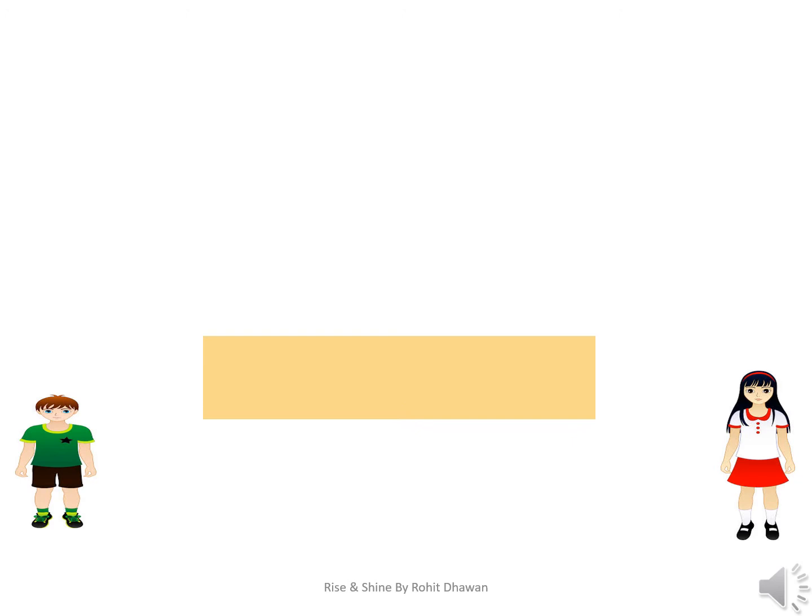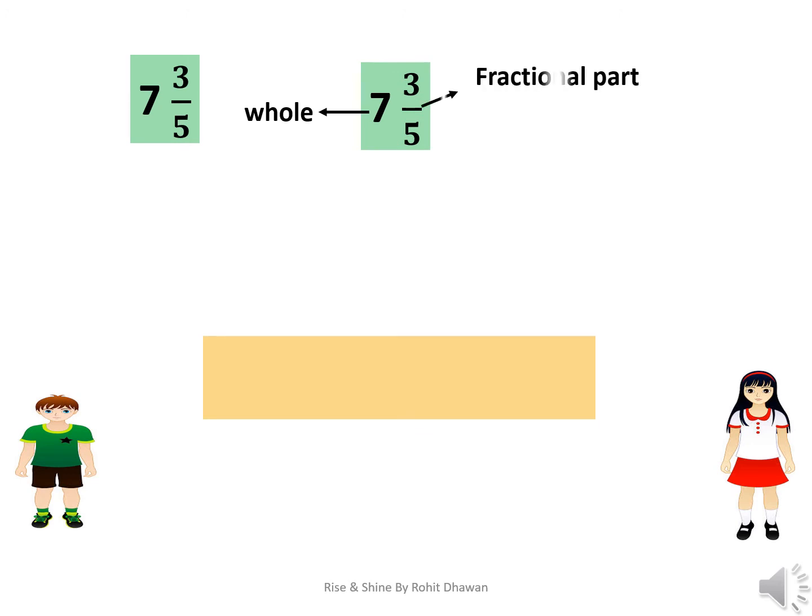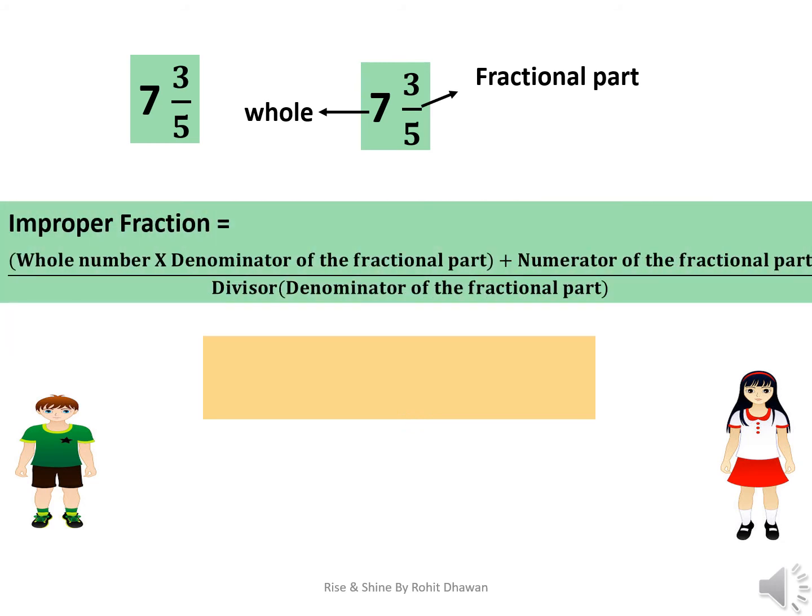Let us understand this with the help of another example, 7 3/5. Mixed number 7 3/5 is a combination of a whole number 7 and a fractional part 3/5. In order to get the desired improper fraction, we have to multiply the whole number 7 with the denominator of the fraction part 5 and then add numerator 3 to this product. In the denominator's place, we will write the same number 5 as before.